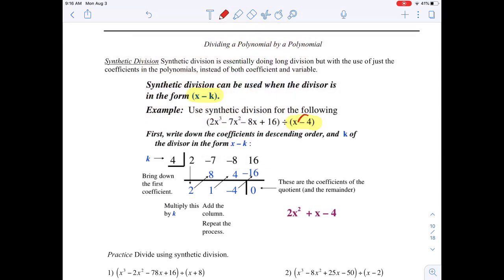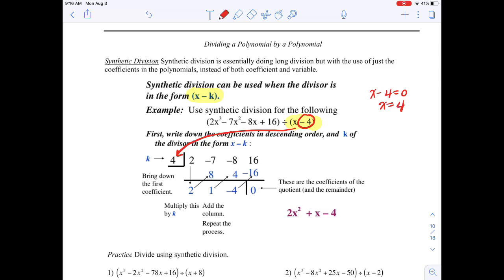So let me circle this. x minus 4 is what I'm dividing by, but notice how I'm putting a positive 4 on the outside of that synthetic division box, okay? So you always want to take your divisor, x minus 4. If you want to think of it as setting it equal to 0, that's where you would get x equals 4. Eventually we'll learn how this is really a correlation of roots and zeros, but for now you could also think of it as the opposite sign of what you're dividing by.